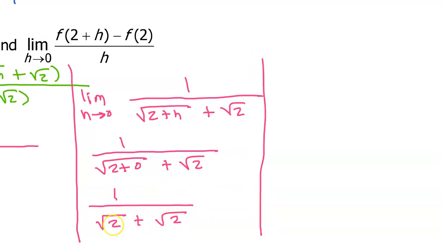So these are like terms. So we have radical 2 plus radical 2 is 2 radical 2. And that is actually going to be the final answer. 1 over 2 radical 2.